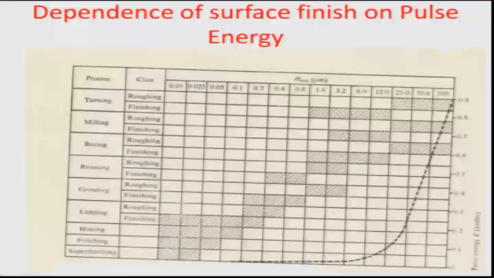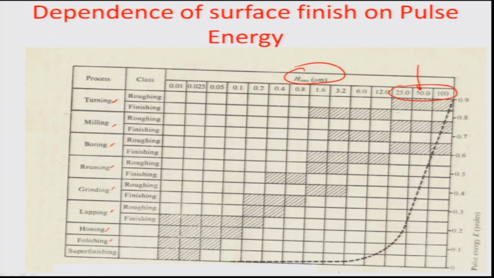So, that is how the HRMS in microns for all these different processes, which include rough turning or finish turning or rough milling, finish milling, boring, reaming, grinding, lapping, honing, polishing, super finishing, have been mentioned in the table here through the hashed areas. For example, rough turning would typically result in about 25 to 100 micron surface finish.